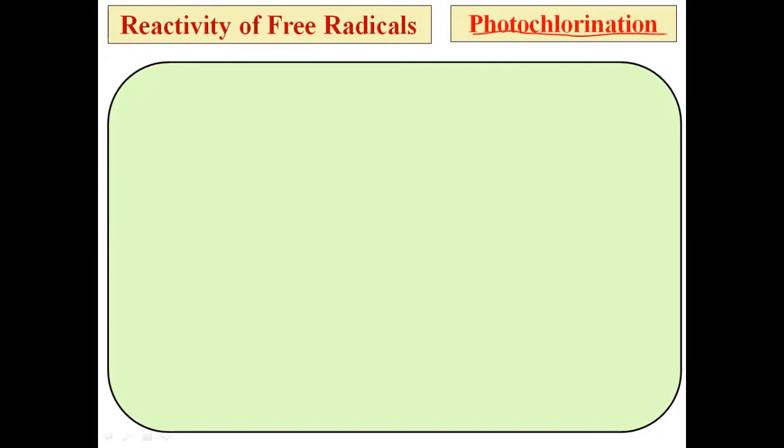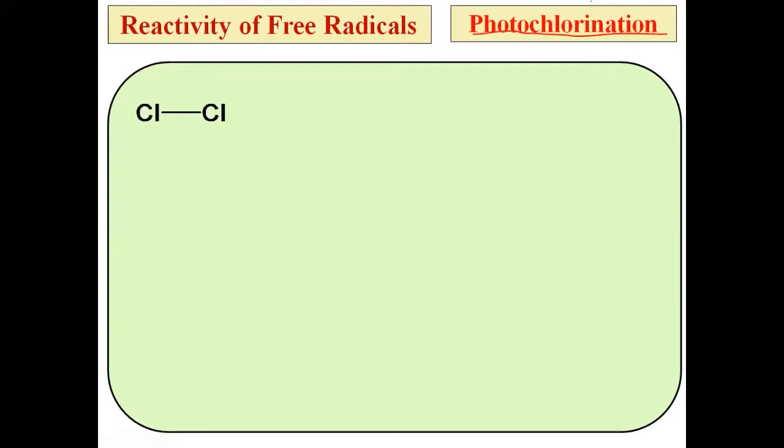We know that when an alkane, for example methane, is treated with chlorine in the presence of ultraviolet light, we get methyl chloride. In this reaction, hydrogen is replaced by chlorine and we get methyl chloride. But actually, this reaction involves formation of free radicals as an intermediate. Now, let us see the mechanism, not in detail, but in short, for the photochlorination.